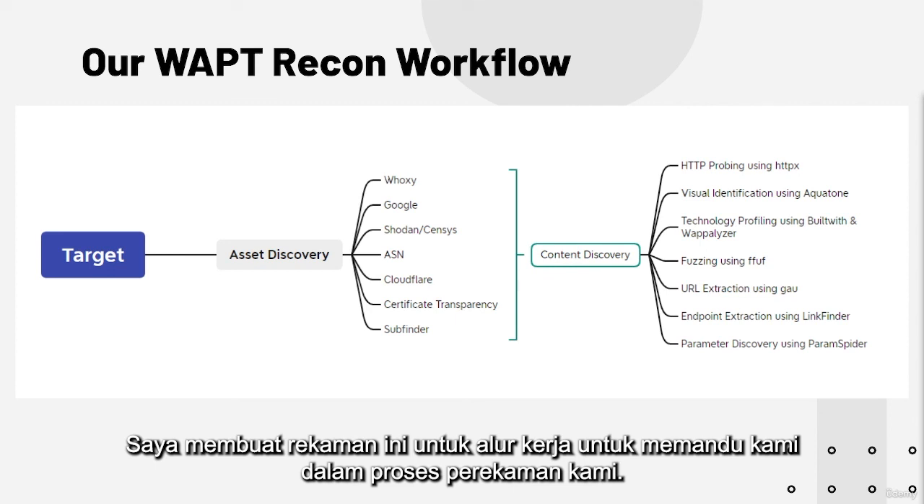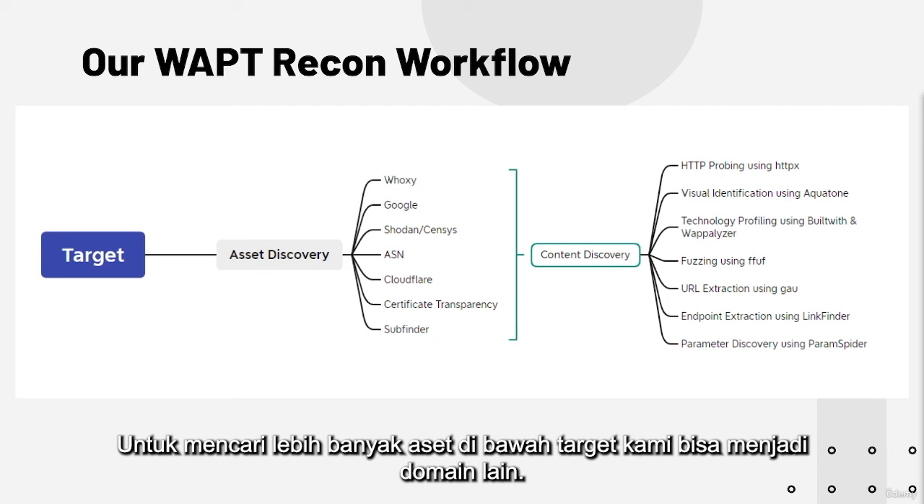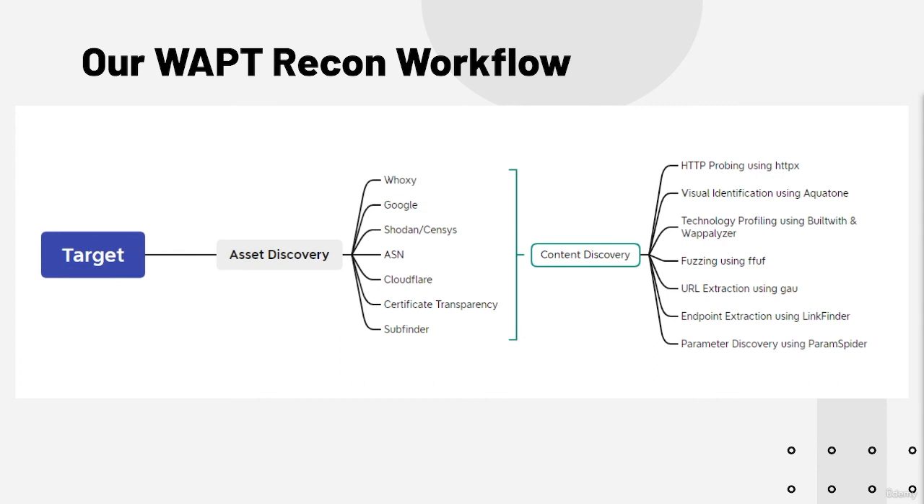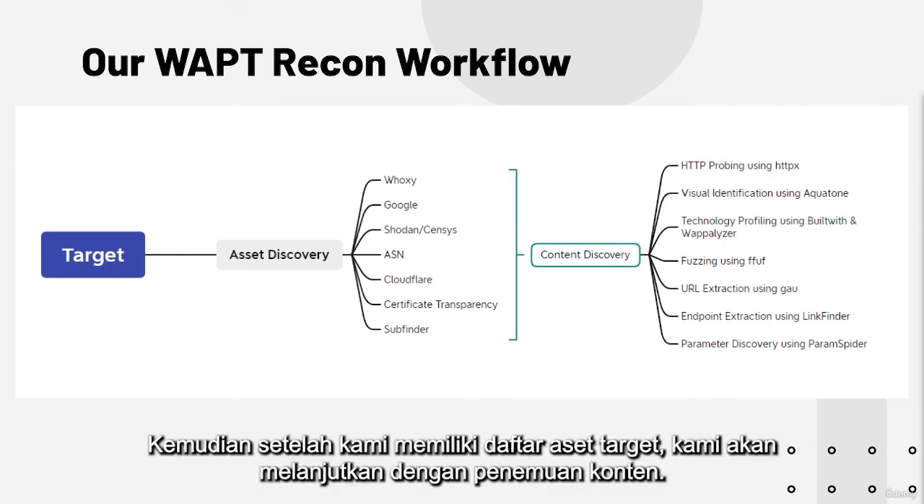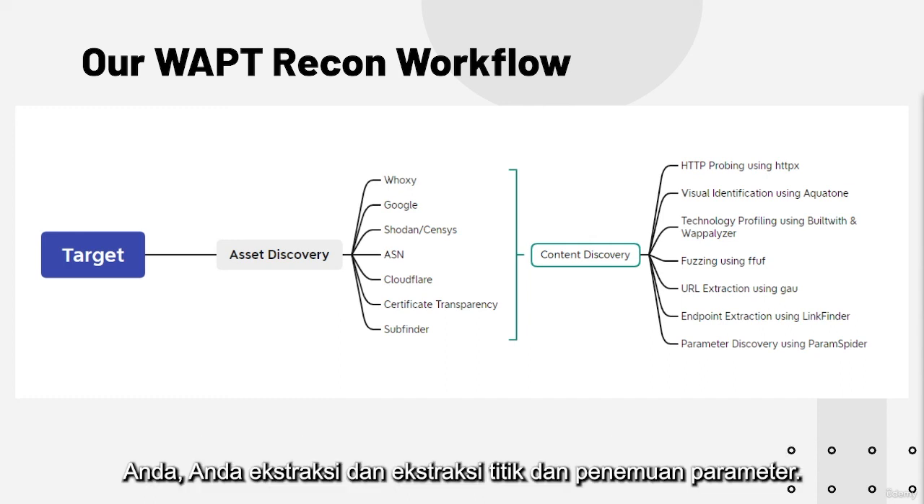For this training, I created this recon workflow to guide us in our recon process. Let's say we have our target, then the next step would be asset discovery to look for more assets under our target. It could be another domain, it could be a bunch of subdomains. Then once we have a list of target assets, we will proceed with content discovery. So we will do HTTP probing, visual identification, technology profiling, fuzzing, URL extraction, endpoint extraction, and parameter discovery. In the next video, we will start discussing asset discovery.